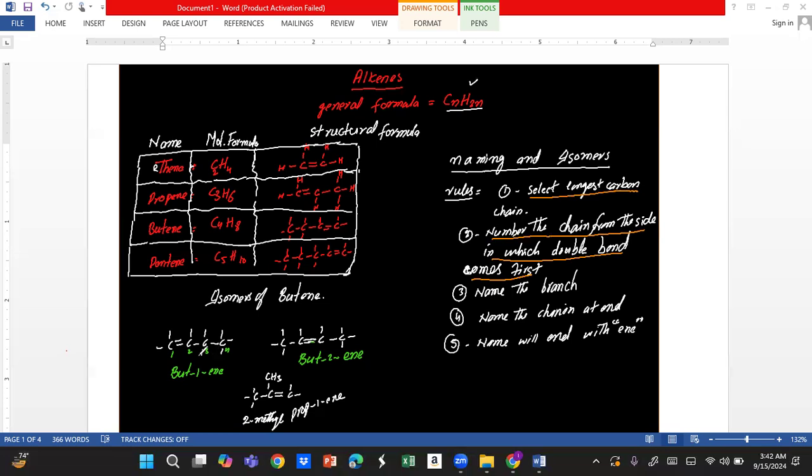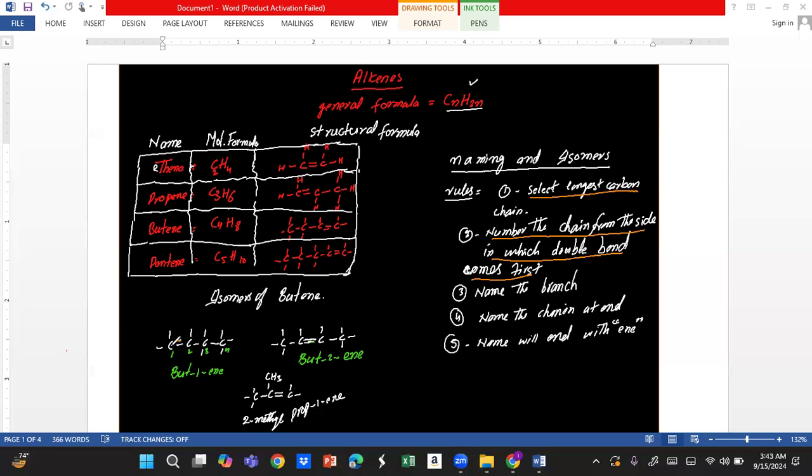For example, you can see in this one the double bond is on this side. We will call this carbon number 1. In this case, the double bond is in the middle, so we can number from any side. If we say 1, 2, 3, 4, after the second carbon, from this side or this side, the double bond is present. So we have to show the position of the double bond.